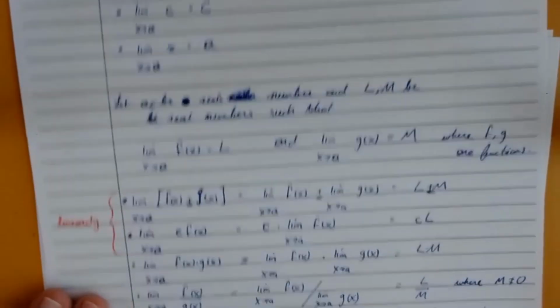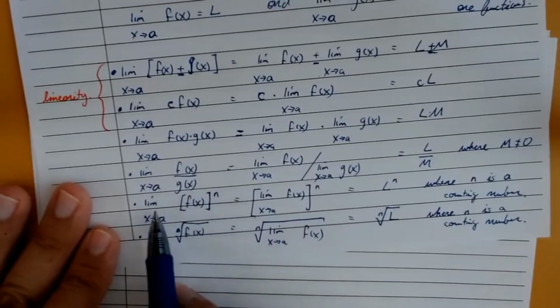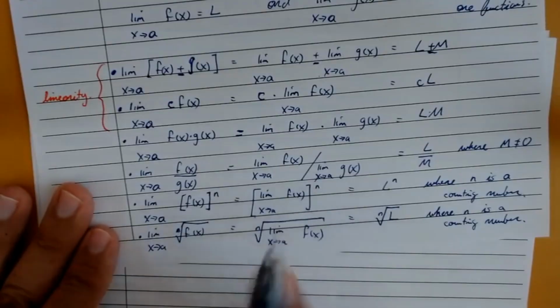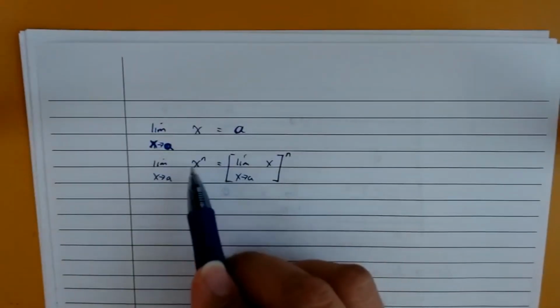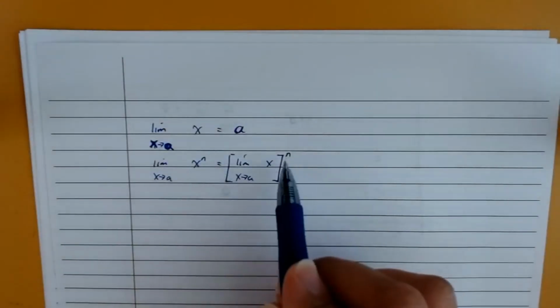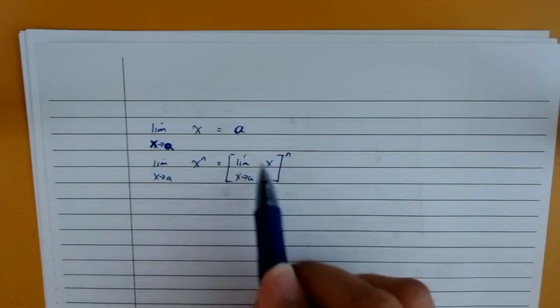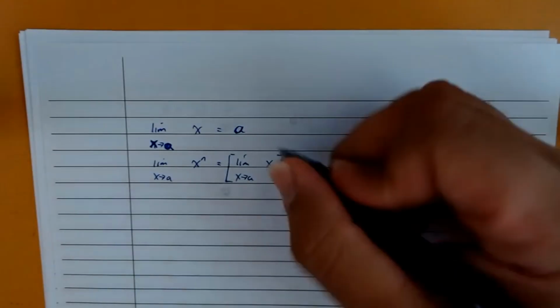After all, that was one of the properties that we saw over here. Whenever you have a power, you can either apply it to the function and then take the limit, or take the limit and then apply the power to the function. So here, I can apply the power to the function, or I can take the whole limit and then apply the power. Okay, well I know this limit is a, so this is a to the power of n.